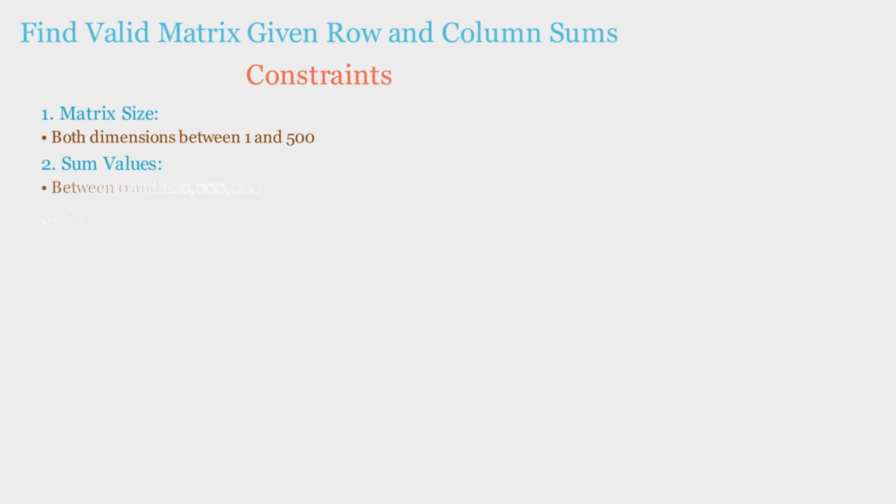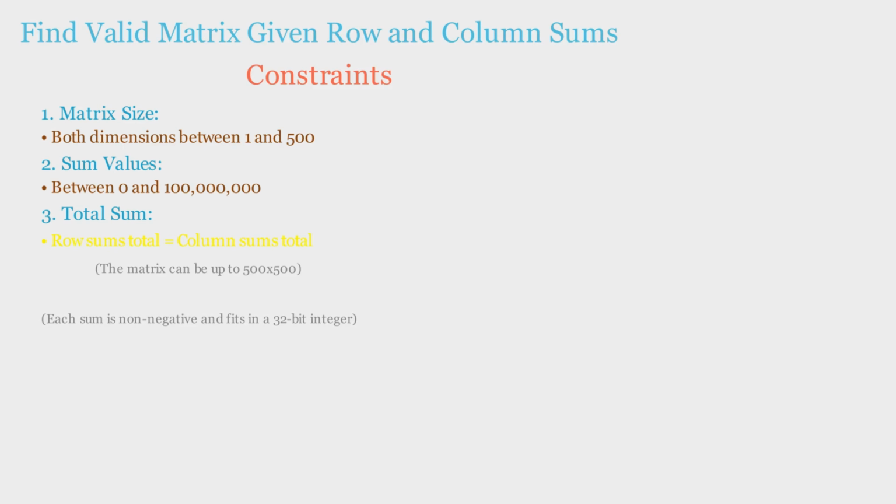Before we dive into the solution, let's review some constraints. The matrix can be up to 500 by 500 in size, with values between 0 and 100 million. Importantly, the total sum of all row sums must equal the total sum of all column sums, ensuring a valid solution exists. Let's look at our first example.